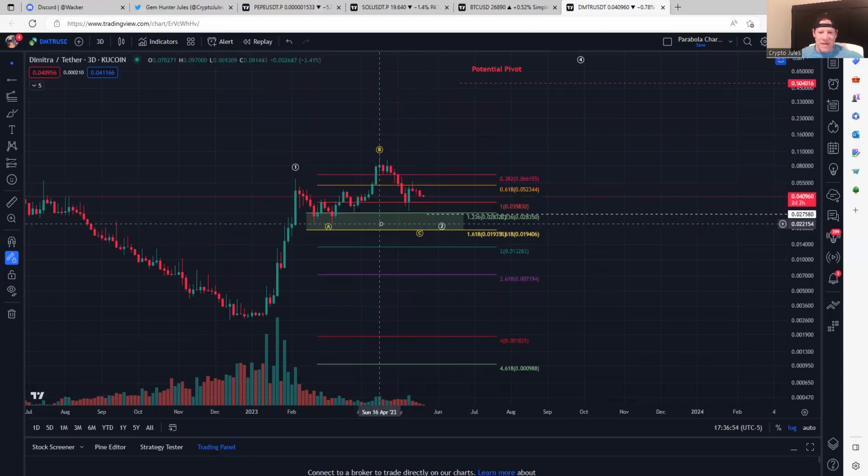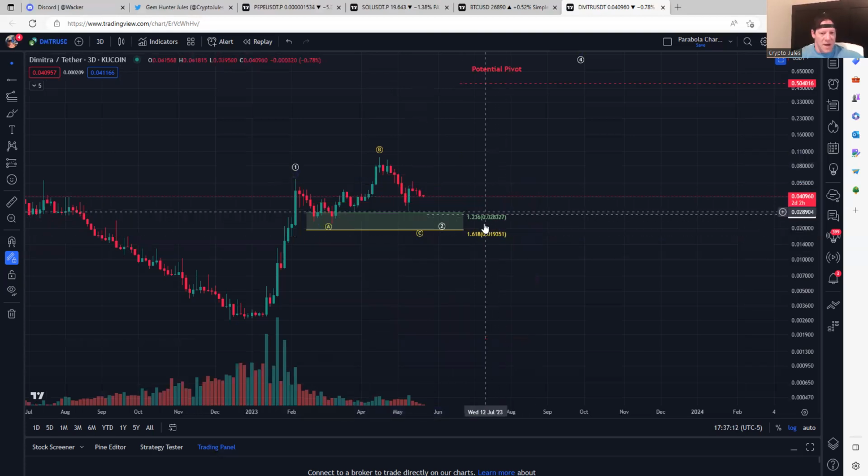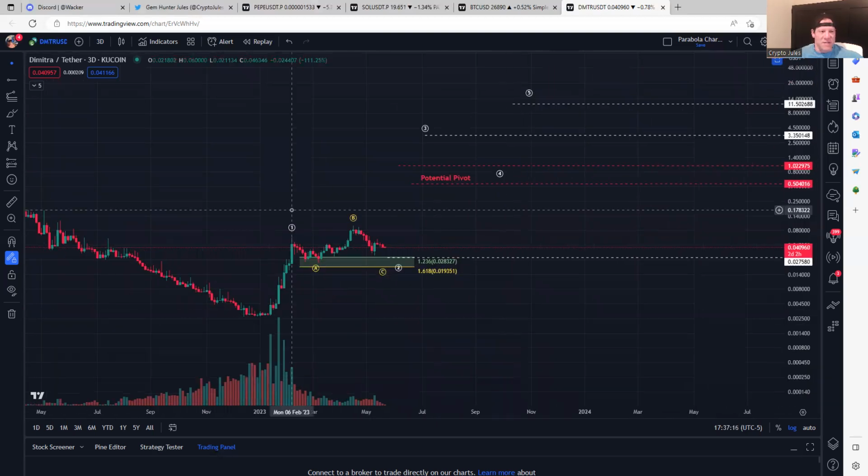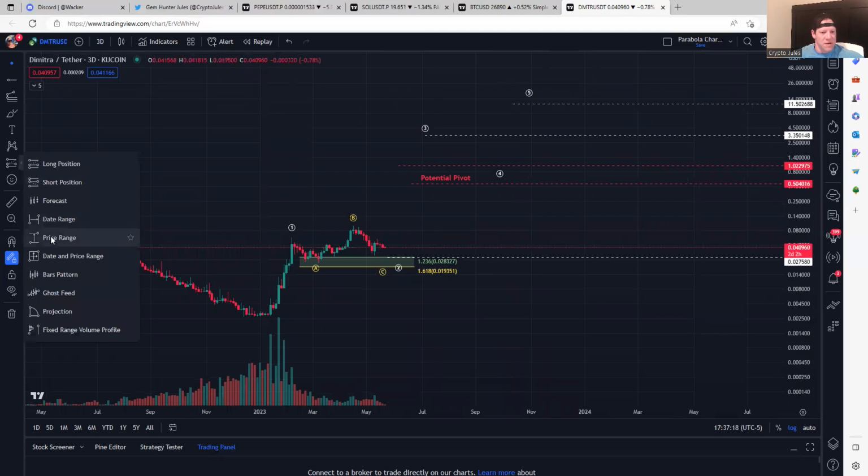If this is a running flat, the 1.236 fib level has hit, which would indicate that it is a running flat. Or if we break below and make that lower low, my assumption is we go down to the bottom end of that range. So once we do bottom, I anticipate a fairly significant bounce from here.